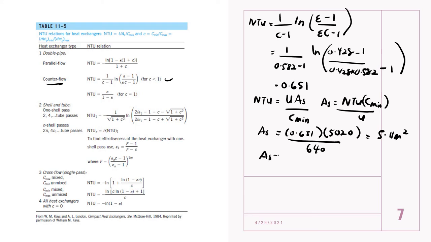So AS is equal to pi d L. So substitute the value of A and D, and we can get L is equal to 1.08 meter. Okay.